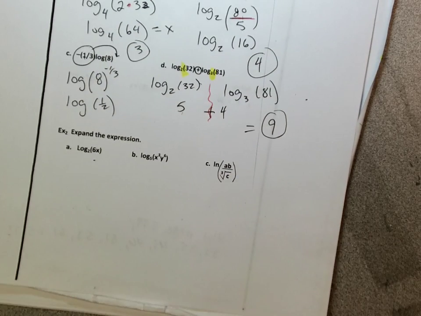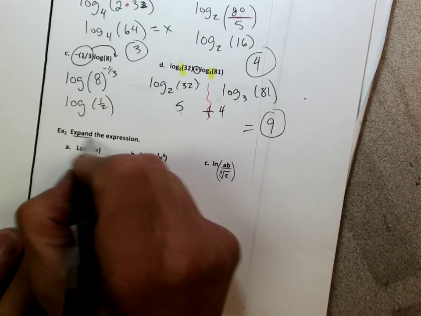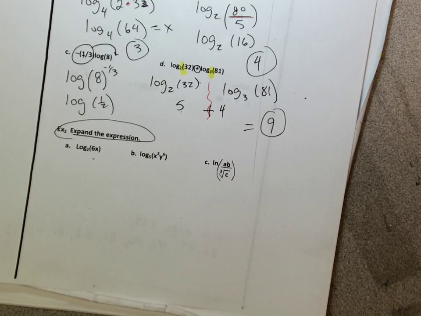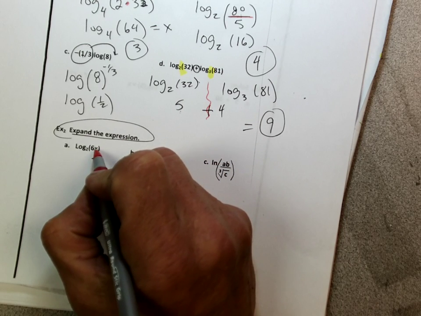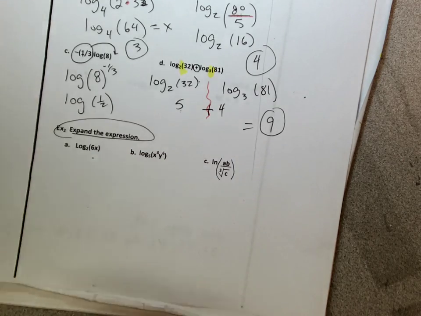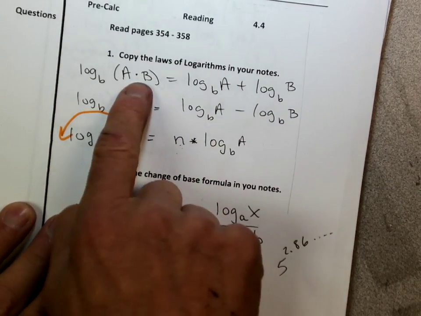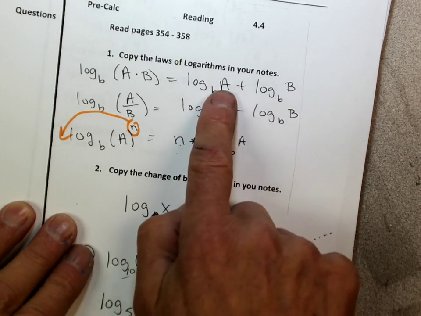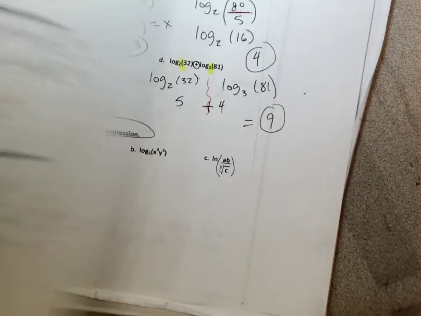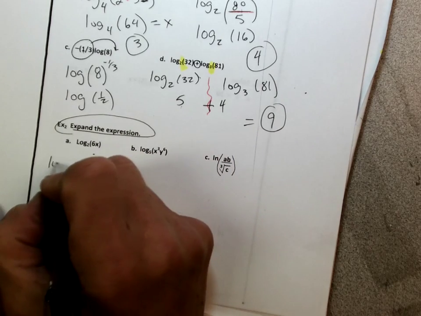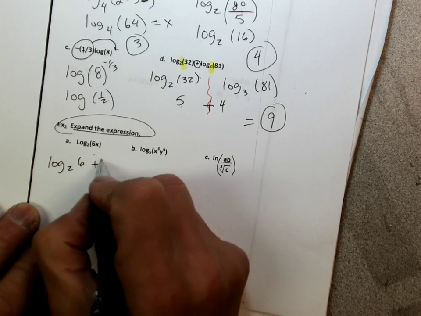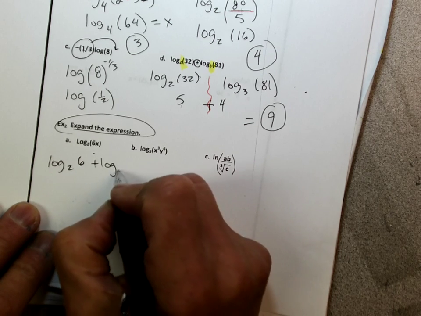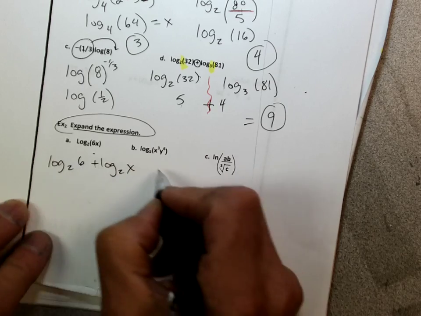Okay. Example 2 says expand the expression. Now, to expand it, what we're going to do is this. I want you to imagine, and I know you know, there's a little times sign between the 6 and the x, right? 6x means 6 times x, right? So I'm going to take this multiplication part here and expand it to 2 logs being added together. So I'm going to rewrite this as log base 2 of 6 plus log base 2 of x. That is it in expanded form, okay?